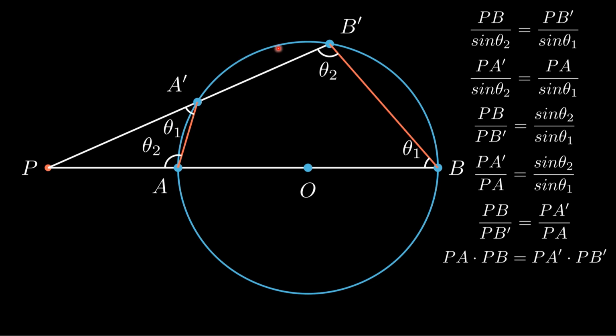So this is just a quick summary of the power of a point relative to a circle. It is the product of the distance from that point to the extreme end where it touches the circle, and the distance between that same point to the point that it touches the circle nearest to it.